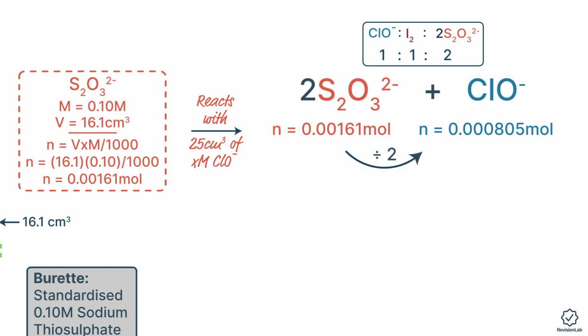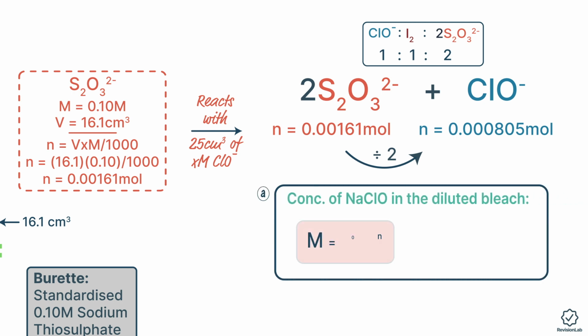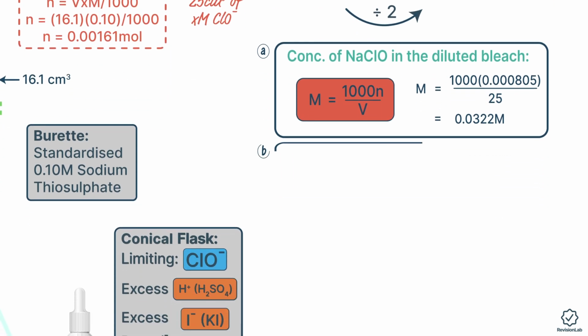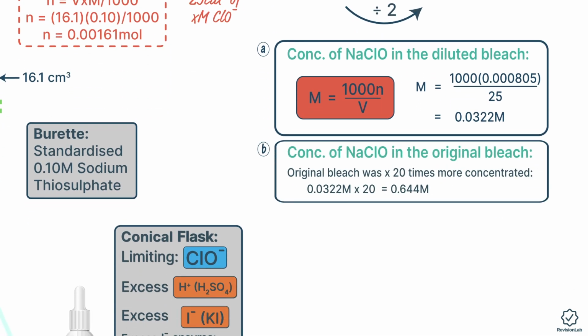This comes to 0.000805 moles. We can now answer the first part of our question to find the concentration of sodium hypochlorite in the diluted bleach. We have the volume and the number of moles, so our concentration will come to 0.0322 molar. To find the concentration of sodium hypochlorite in the original bleach, we will need to simply multiply the concentration of the diluted bleach by the dilution factor of 20, and we get 0.644 molar.